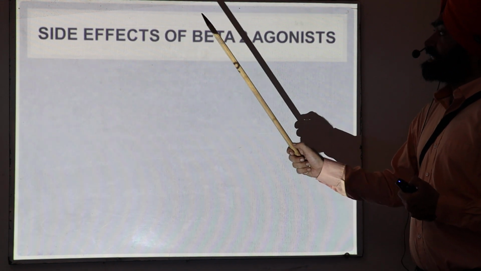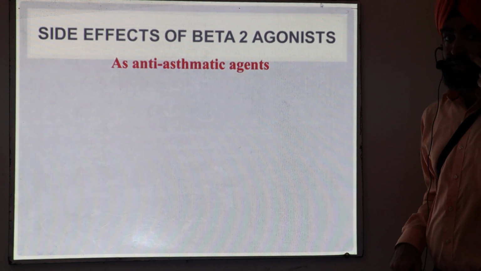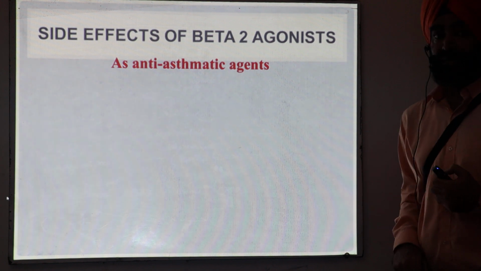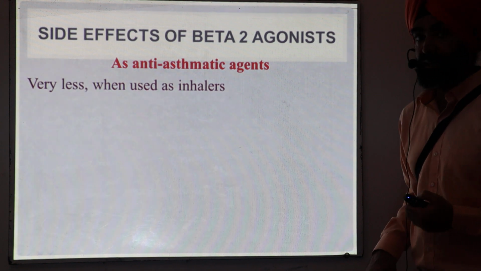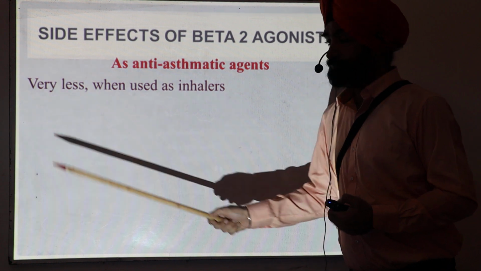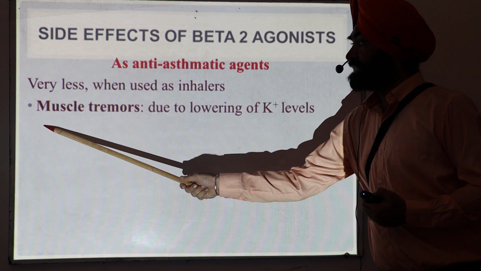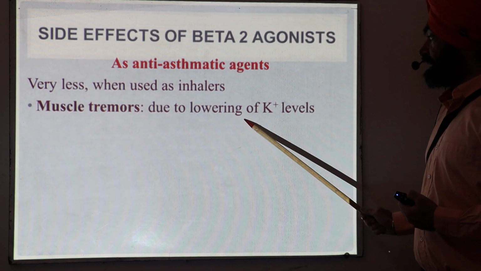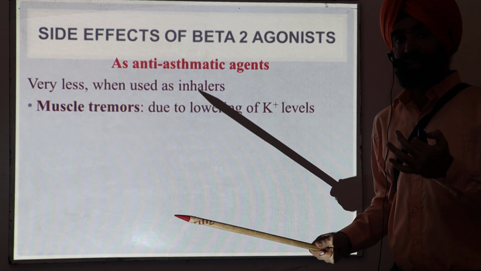Now I will discuss the overall side effects of beta 2 agonists. It depends on where we are using them. Let's say we are using them as an anti-asthmatic agent. In this condition we mostly use them in the form of inhalers, so the side effects are very few. But if there are any, what are those? Muscle tremors are very common. Why tremors? Because the potassium levels are reduced. Beta 2 agonists reduce potassium level, so sometimes very fine tremors are there.